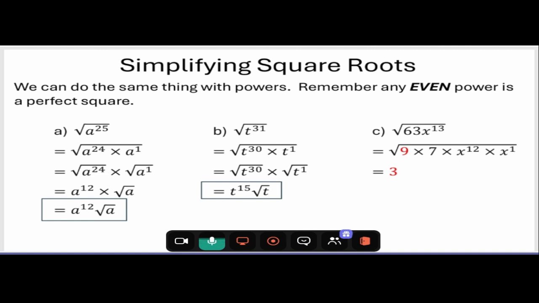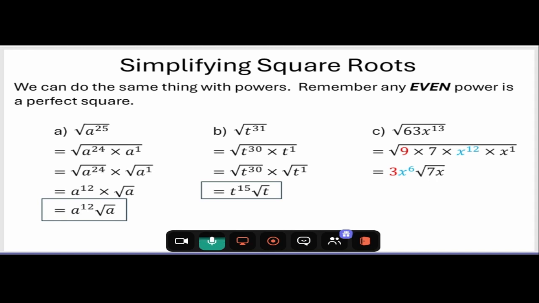The square root of 9 is 3. The square root of x to the 12 is x to the 6. So those ones can come out front because we can actually work them out as perfect squares. And let me say one more time, look in the red, 3 times 3 is 9. Look in the blue, not 6 times 6 is 12, but x to the 6 times x to the 6 is x to the 12 because you add the exponents.